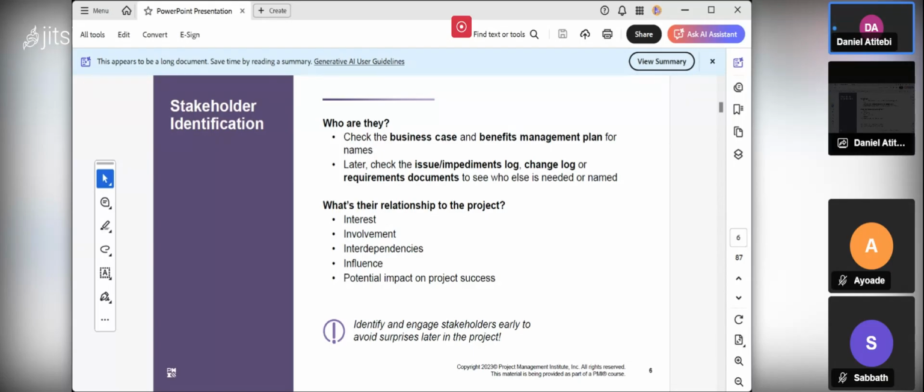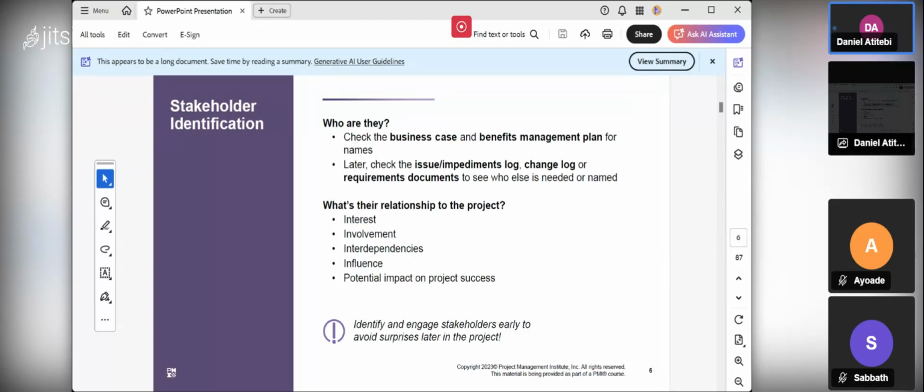The example I normally use is the accounting department. You want to create an accounting package, the accounting software. All the people who are going to use that software in that department are your stakeholders, so you can identify them from there. So you check the issue or impediment log, change log, or requirement documentation to see who else is needed or named. You can also have external stakeholders, your customers, who eventually will use your project. You can get that from the records of your organization. So you can do a lot of things to gather them, maybe interview them to know who they are.